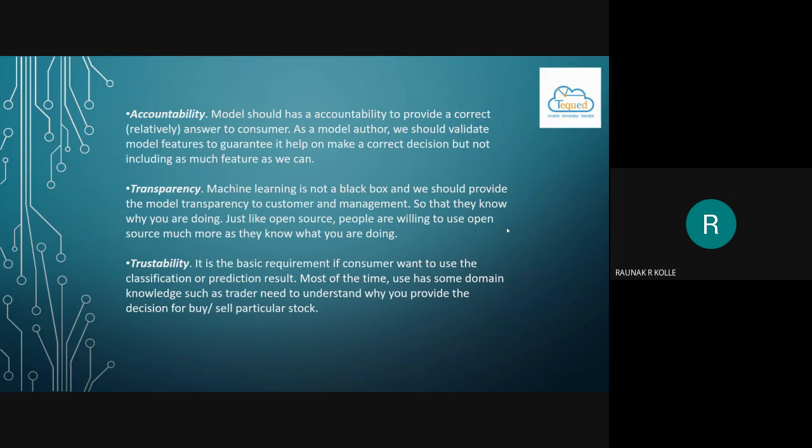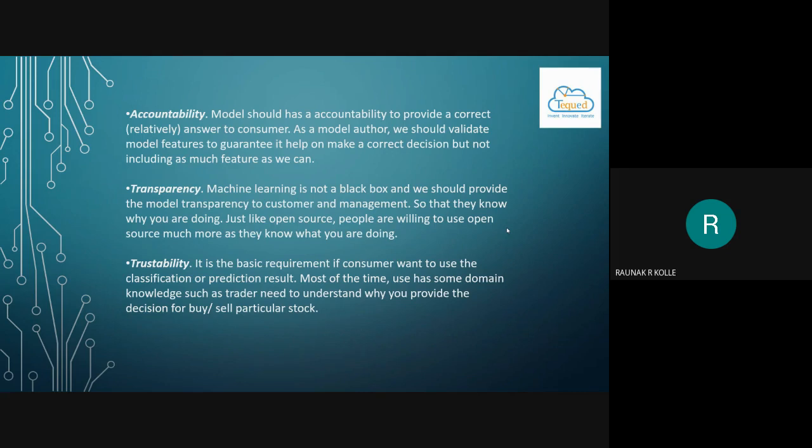Transparency. Machine learning is not about black box, and we should provide the model transparency to customers and the management so that they know why you are doing the model interpretation. Just like open source, people are willing to use open source much more as they know what you are doing.